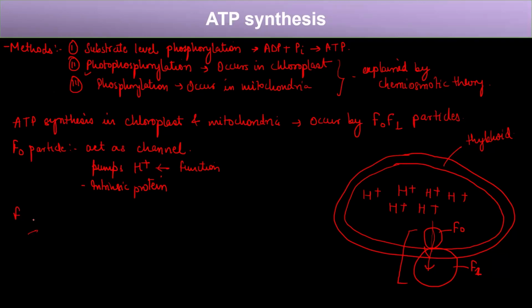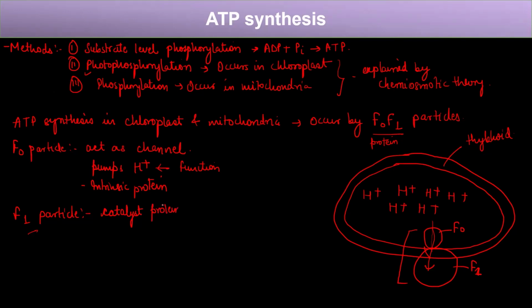Now the second particle is the F1 particle. The main role in ATP synthesis is of the F1 particle. So what does the F1 particle do? By the way, the F0 and F1 particles are proteins. By particle here it means protein. This F1 particle is also a protein, and it is a catalyst protein.